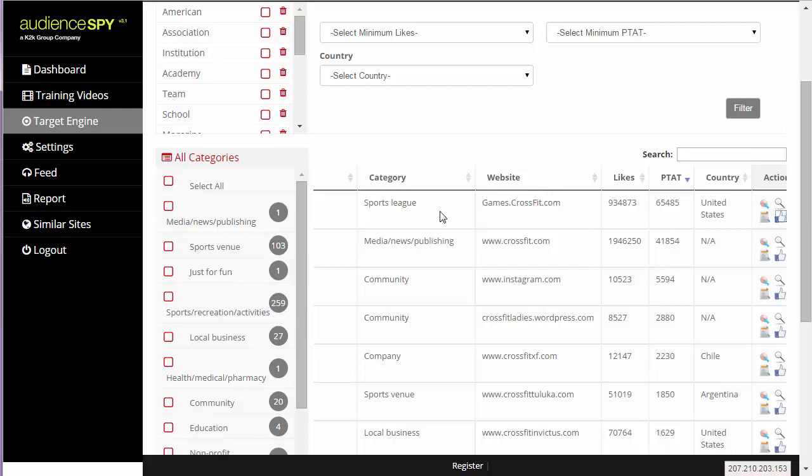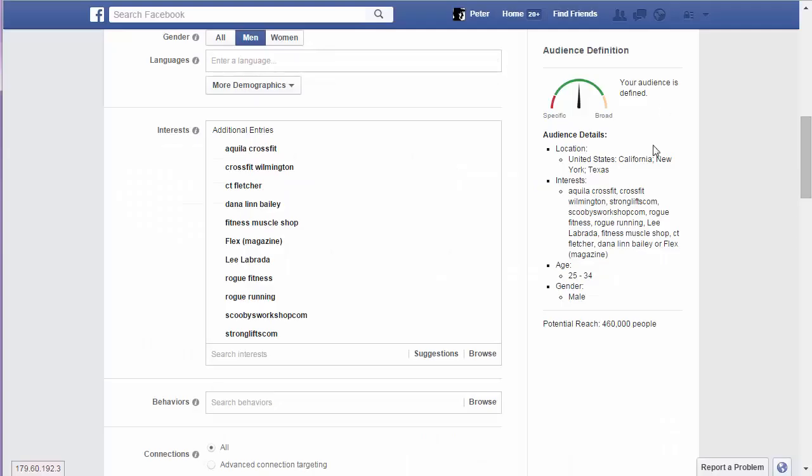Even if we know nothing about the niche, the C.T. Fletcher guy, the coach, he's obviously important, or apparently important. And I wouldn't have found him unless we'd used this tool, and then we can delve into him, see who's related to him, see how active his followers are, all that kind of thing. So we've ended up with anywhere between 10,000 and 460,000 people, which is a lot more manageable than 3.7 million.